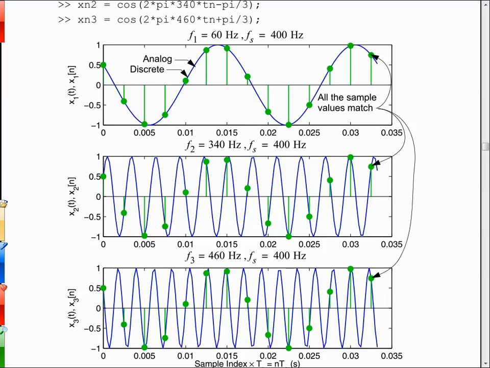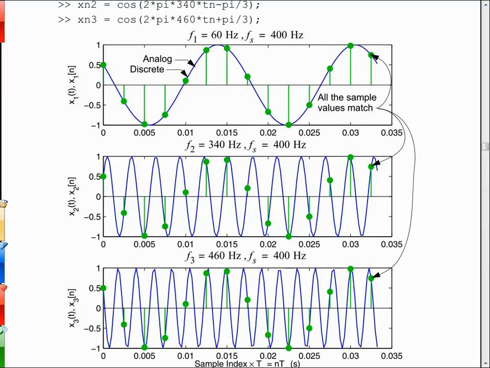But what do your eyes see in terms of how to connect the green dots together? Do you notice something? How those green dots would connect together if you were just visualizing them? How do they connect together? Which signal do they appear to better represent when you connect them together just in your mind's eye? The 60 hertz.